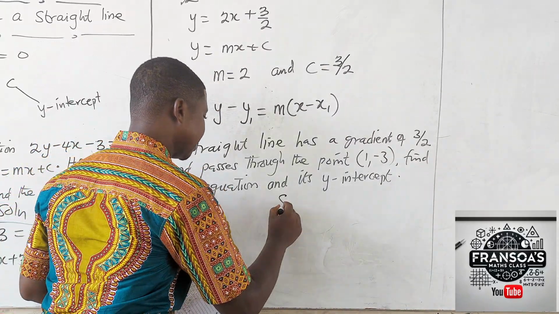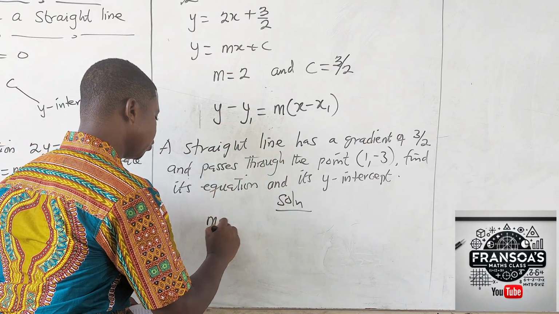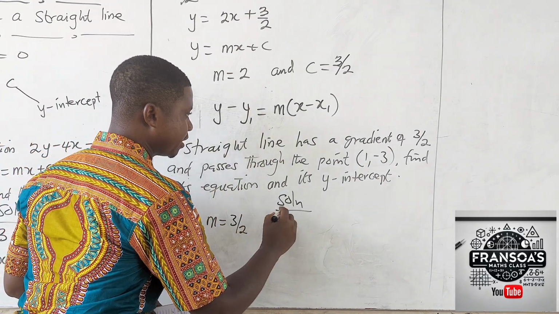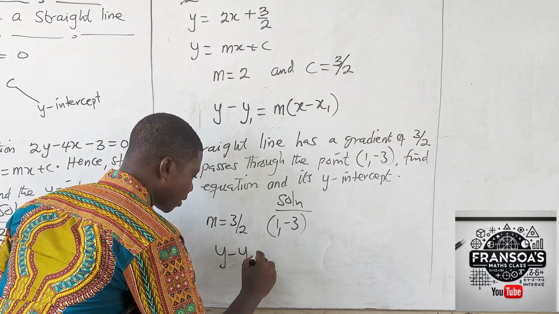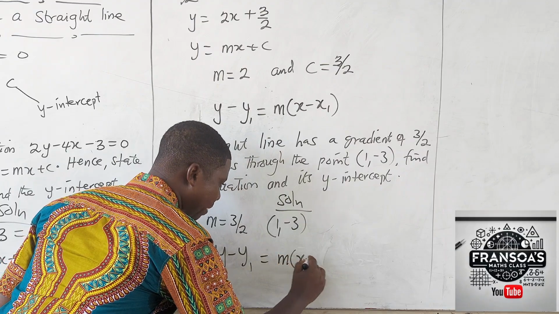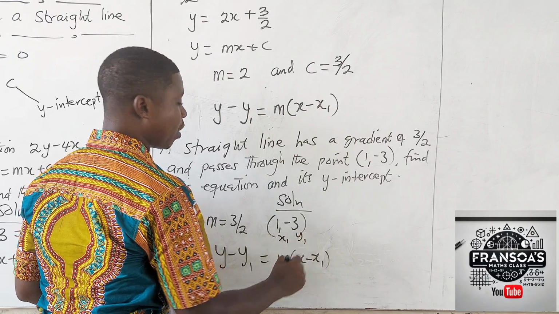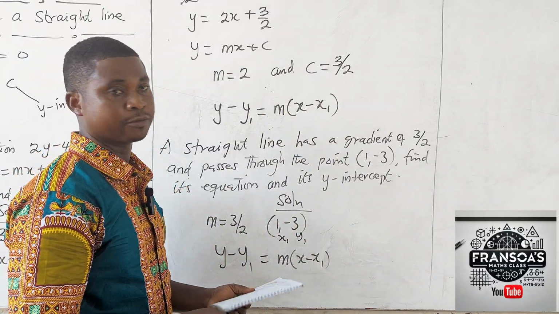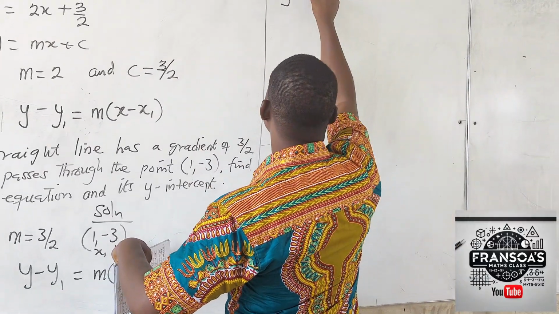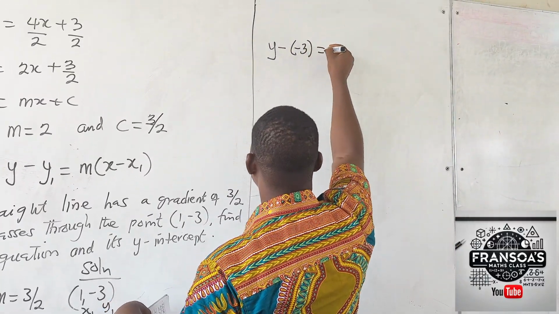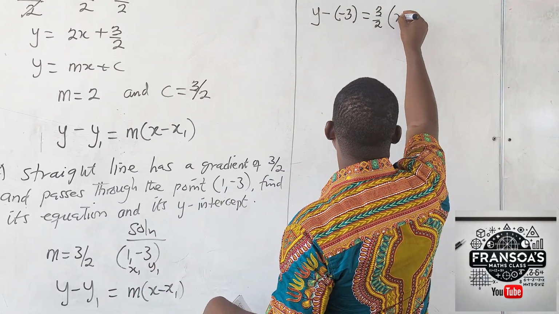So with this, we have our gradient m to be 3 on 2 and our point 1, -3. We use the formula y minus y1 equal to m into bracket x minus x1. The first x coordinate is the x1 and we have our y1. So we substitute this into the equation. So we have y minus our y1, which is -3, equal to our m, which is the gradient, 3 on 2 into bracket x minus 1.